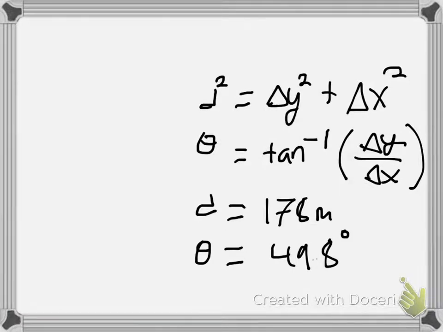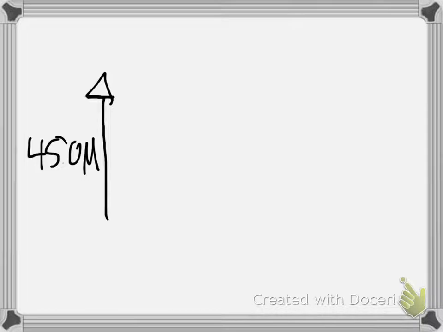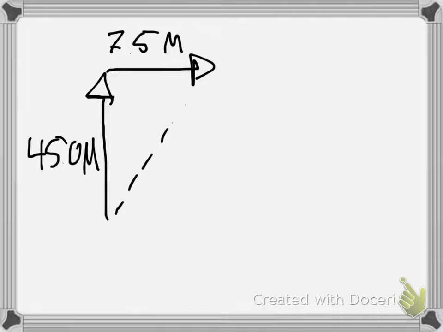So, the problem says that the pirate walks north first, a distance of 45 meters, and that then they turn and they walk east. Not as far this time, only 7.5 meters. Okay, so we want to find the resultant displacement, which would be this one right here. So in order to find both direction and magnitude, we need both of the equations that we just used.